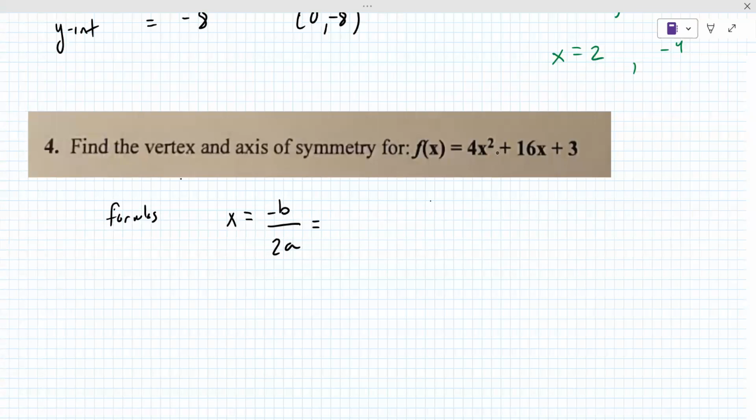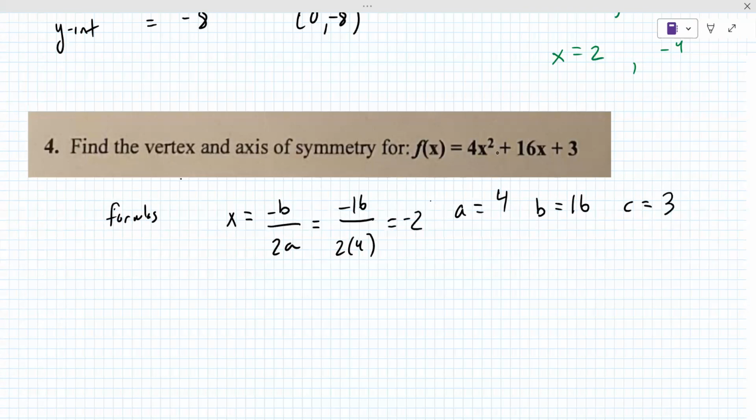All right, so what's a, what's b, what's c? A is 4, B is 16, and C is 3. Okay. So this is minus 16 over 2 times 4. Could you go ahead and simplify that for us, please? Minus 2. It is minus 2, but that's only the x coordinate of the vertex.